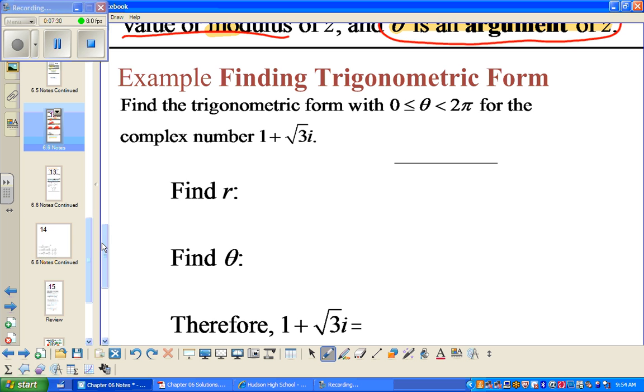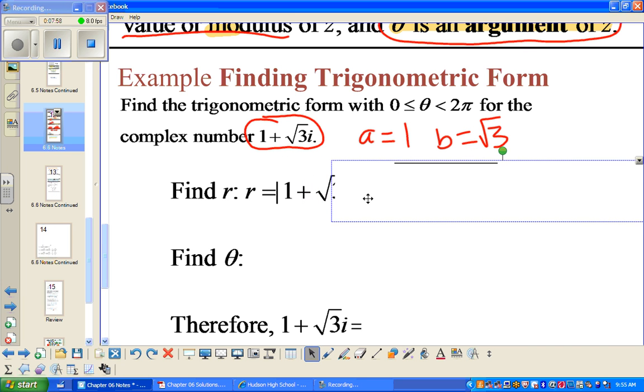Here's an example of finding trigonometric form. We need to find the trigonometric form with theta between 0 and 2 pi for the complex number 1 plus root 3 i. Well, we know that a equals 1 and b equals the square root of 3. So the first thing that we would want to do is find r.